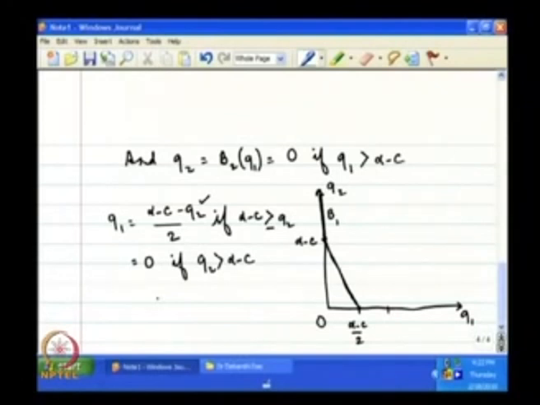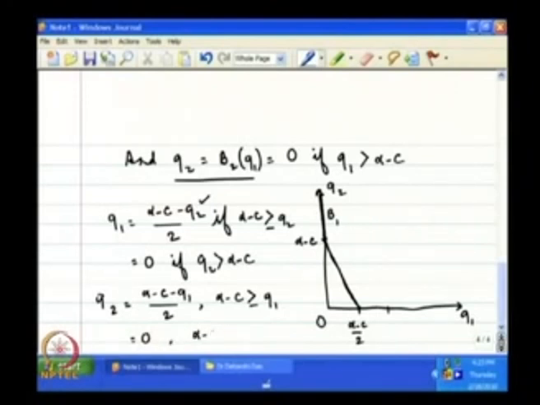What about the representation of Q2, which is P2, a function of Q1? So, let us first write it down. Again this is a straight line, and what are the points on the straight line? If Q1 is equal to 0, then Q2 is equal to alpha minus C divided by 2, which means this point is on the best response function.